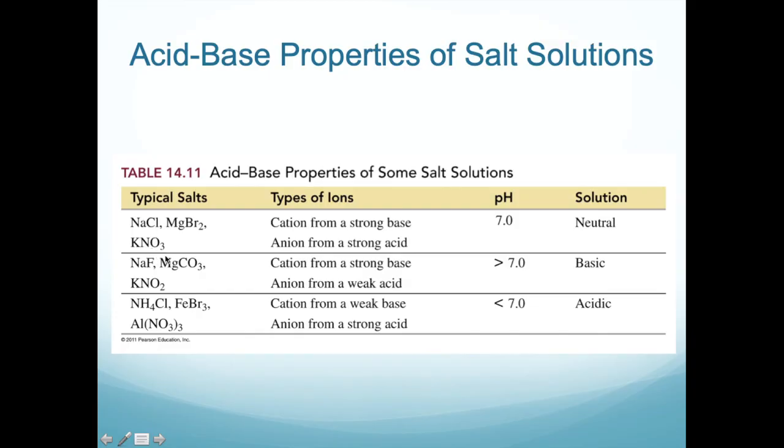But if you see anything other than those things, like carbonate or bicarbonate or nitrite or things like that, you know they came from a weak acid, even if you haven't memorized those weak acids.